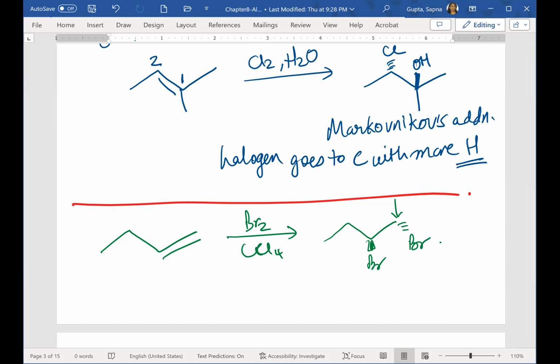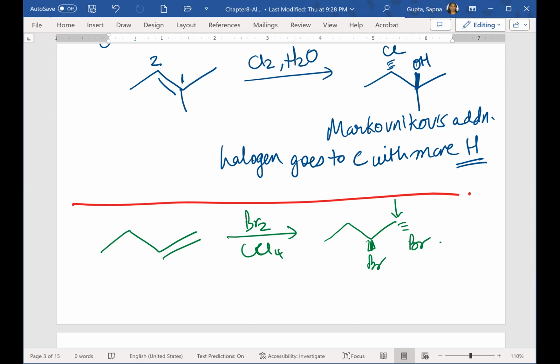Okay, because it's got two hydrogens, which means that's not a chiral carbon. So if it's not a chiral carbon, how does it matter how I write my bromine? Honestly speaking, it doesn't matter. So if you forget to show me the chirality there, it's fine, okay?